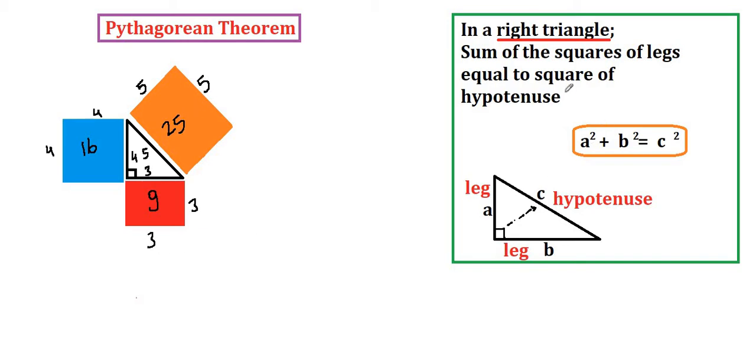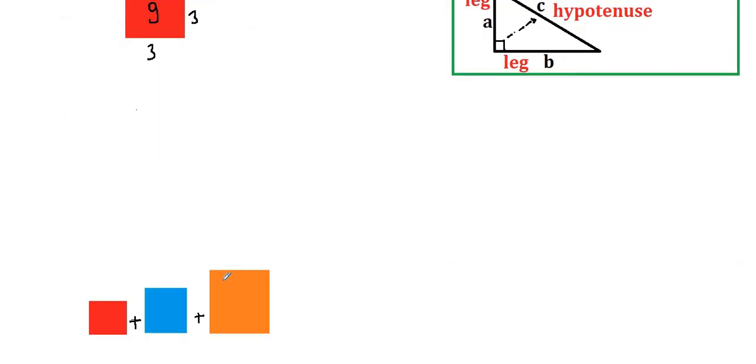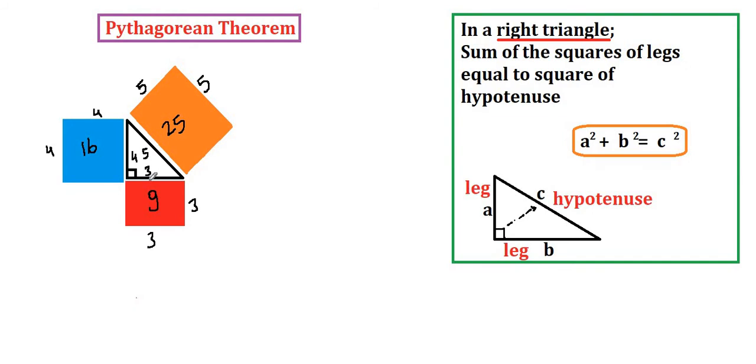So according to Pythagorean theorem, if we have a right triangle, the sum of the legs squared will be equal to the square of the hypotenuse. So the area of the red square will be 9. The area of the blue square is 16. Together it is 25. And this is correct. So if we have a right triangle, then this has to be correct. If this is not equal, then our triangle is not a right triangle.